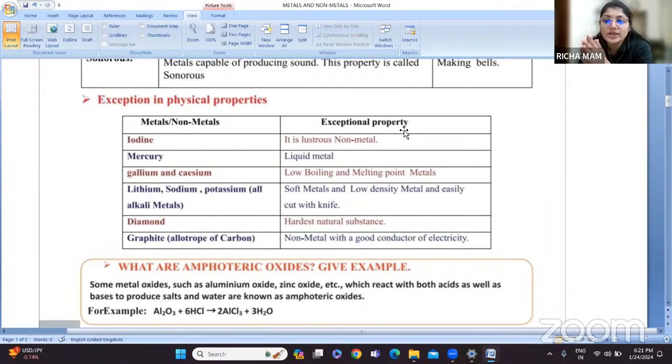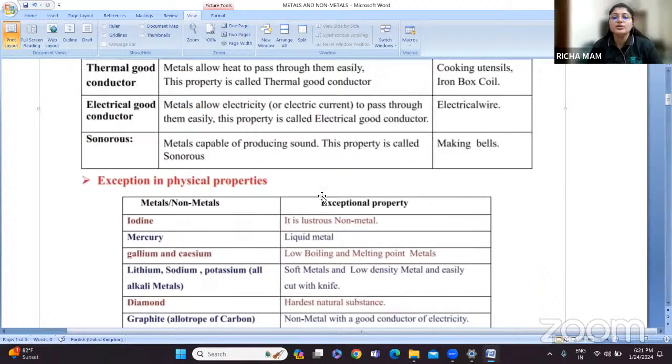Because of that, what is happening here? There will be one unpaired electron present. Because of this unpaired electron, it can conduct electricity. We know that carbon is a non-metal, but still, carbon being a non-metal, it is a good conductor of electricity. So these are exceptional cases of some of the metals and non-metals.